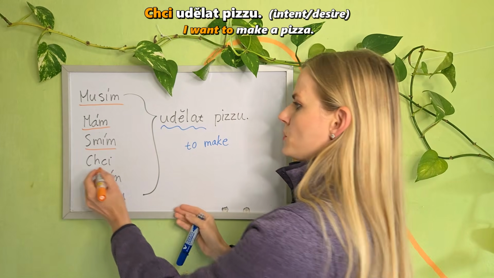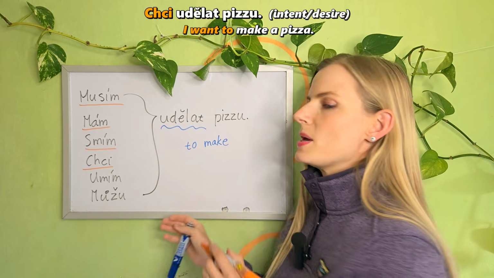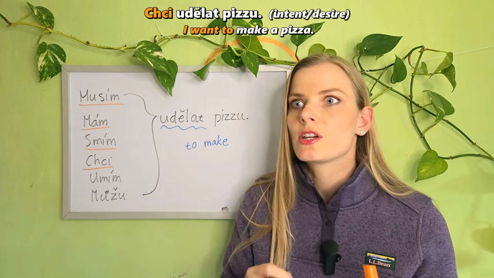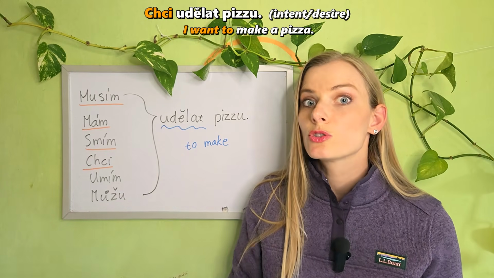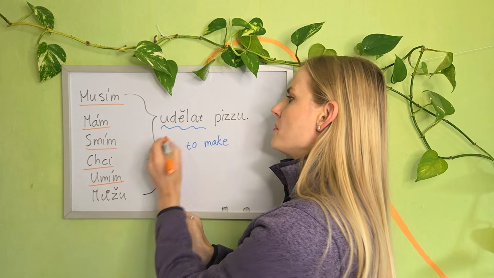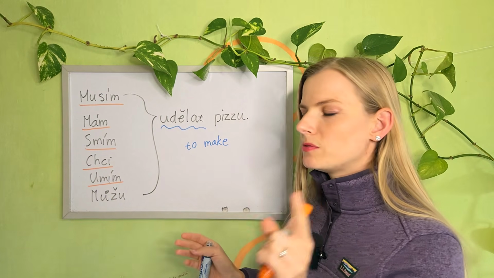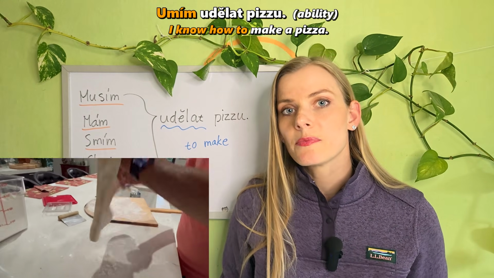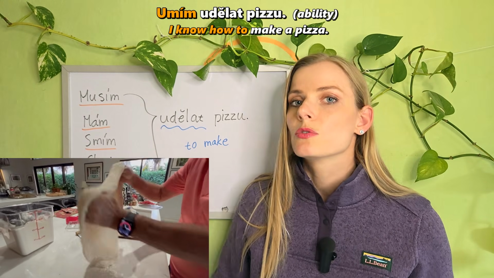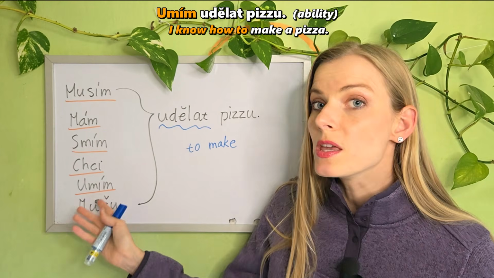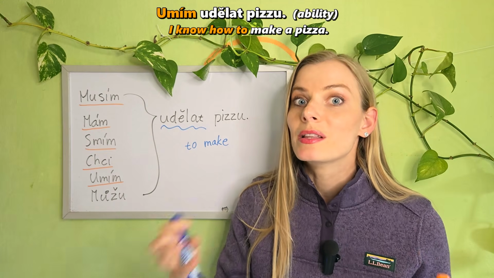Chci udělat pizzu. I want to make a pizza. Chci. We express our desire, our intent. Chci udělat pizzu. I want to make a pizza. Umím udělat pizzu. I can make a pizza, but careful. Pozor. It means more like I know how to make a pizza. I know the recipe, I know what to do in order to make a pizza. I know how to make a pizza. Umím talks about our ability.